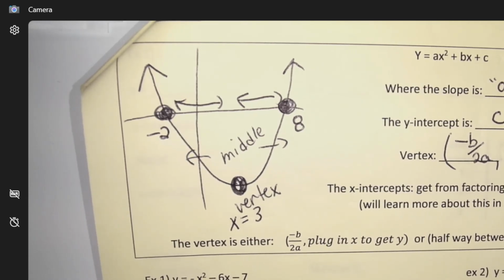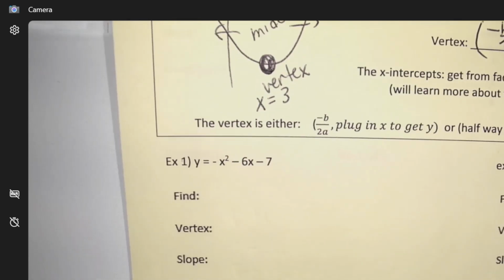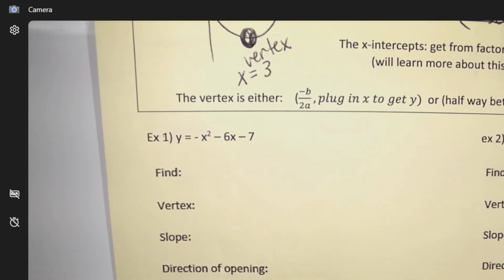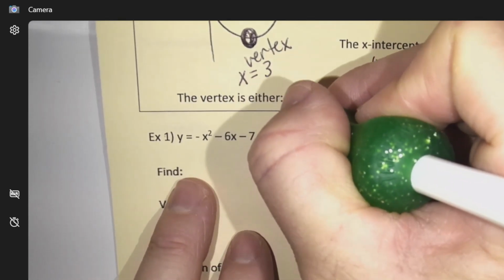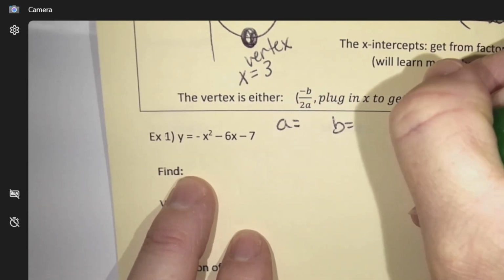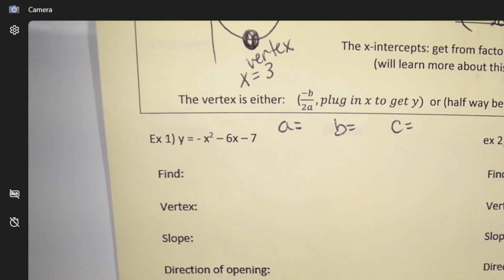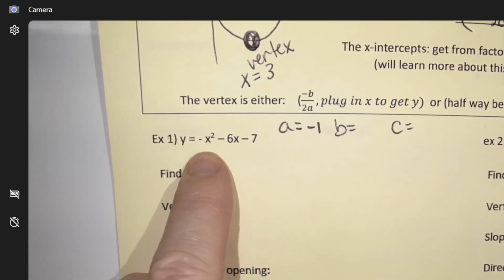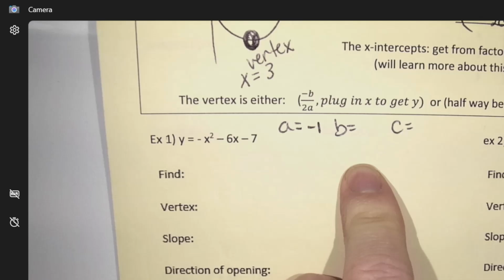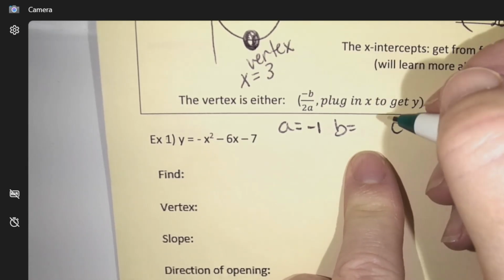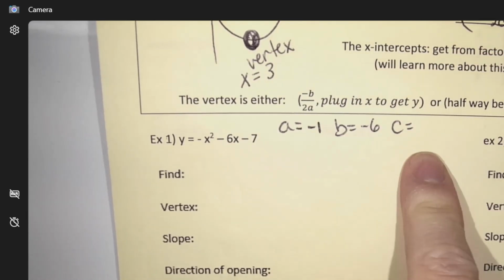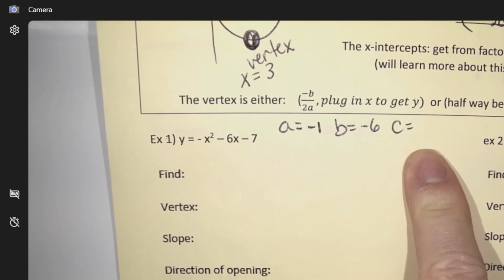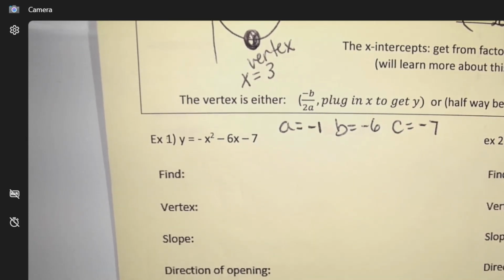Okay, so here we go. Number 1. I want you to identify for me what's A, what's B, what is C? How much is each of these letters? So A, how many x squareds do you see? -1. You see -1 x squareds. How many x's do you see? -6. And how many numbers do you have without letters? -7.